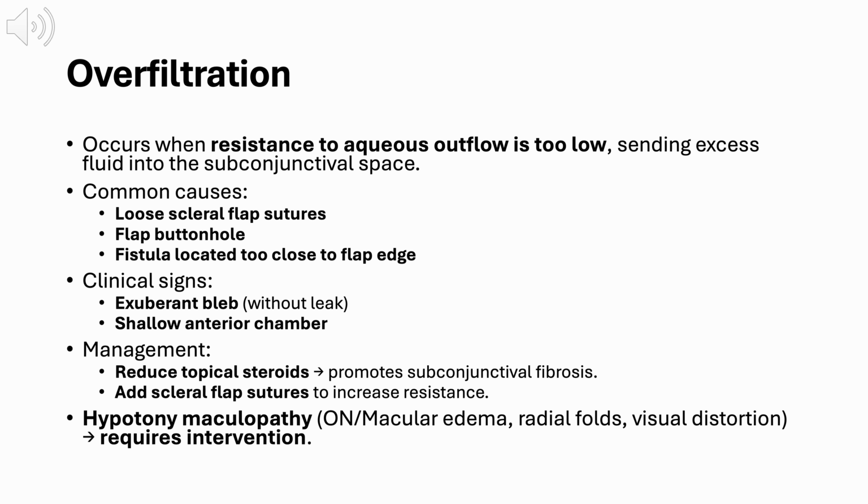Management works by restoring resistance. Reducing topical steroids encourages fibrosis and stiffening of the tissue. And if that's not enough, adding sutures to the flap, either at the slit lamp or in the OR, can reliably slow flow. The threshold to act is low when the macula is involved because hypotony maculopathy can become permanent if it's allowed to persist.